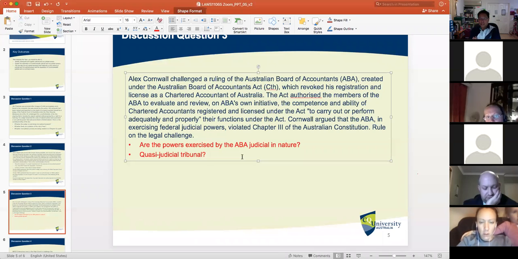Very good. So what Sarah is pointing out is that the legal issue of whether or not the ABA is exercising judicial powers really raises the question of whether or not the revocation of the registration and license involves a matter. That is the basic question there.